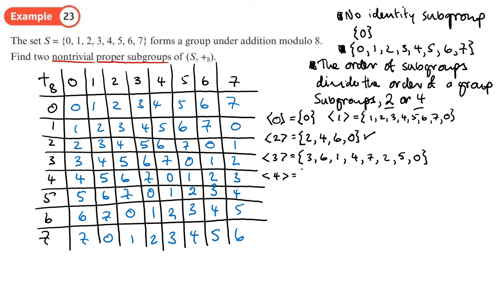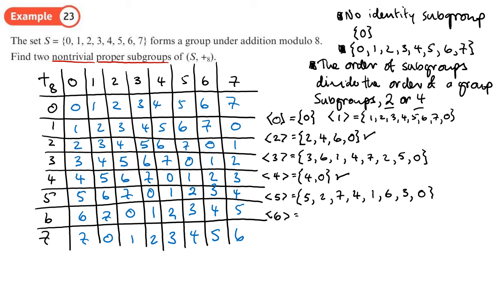What does 4 generate? Well, 4, and then add 4, 0, and then back to 4 again. So this is a proper subgroup of order 2. And 5. What does 5 generate? So 5, and then add 5, 10, remainder 2, and then 15, that would be remainder 7, 20, remainder 4, 25, remainder 1, 30, remainder 6, 35, remainder 3, 40, okay, to the identity. So that generates the whole group.